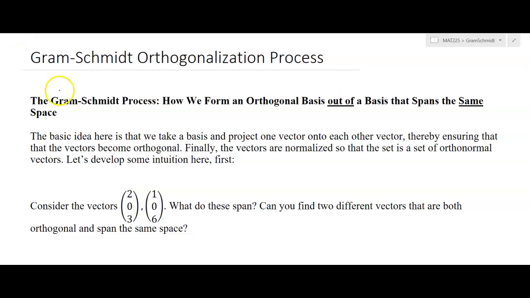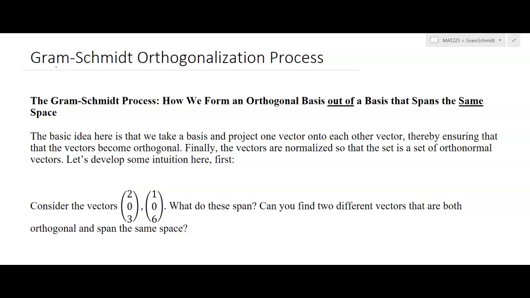Hello and welcome. We are going to look at the Gram-Schmidt orthogonalization process. So we know that working with orthogonal vectors has its conveniences, specifically because the dot product between any two orthogonal vectors is 0. And that becomes incredibly useful because zeros obviously cancel out quite well.